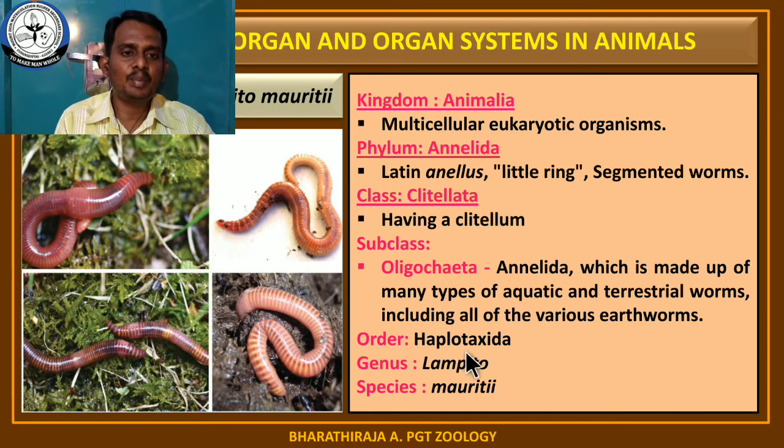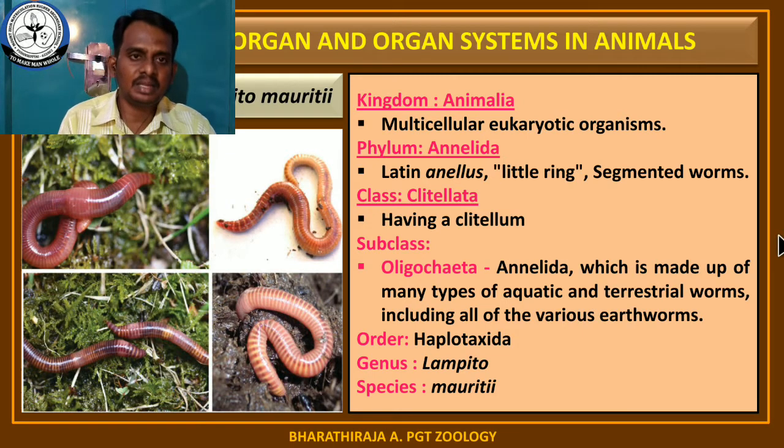Order Haplotaxida. Genus Lampito. Species mauritii. KPC of GS: we have given everything here except family. KPG of CS: kingdom, phylum, class, subclass, order, genus, species. Lampito is the genus, mauritii is the species. Okay, this is the hierarchical classification of Lampito mauritii.